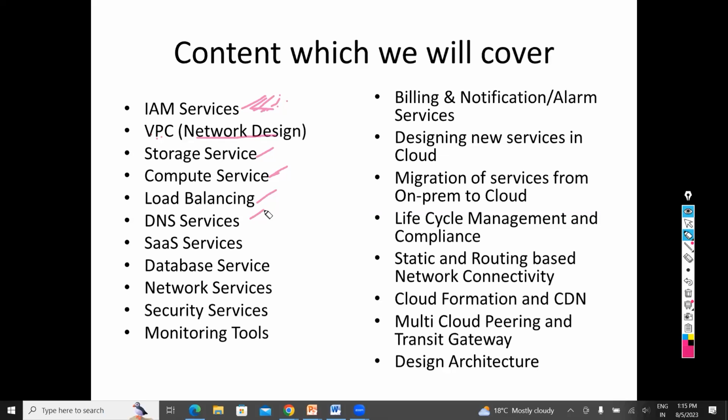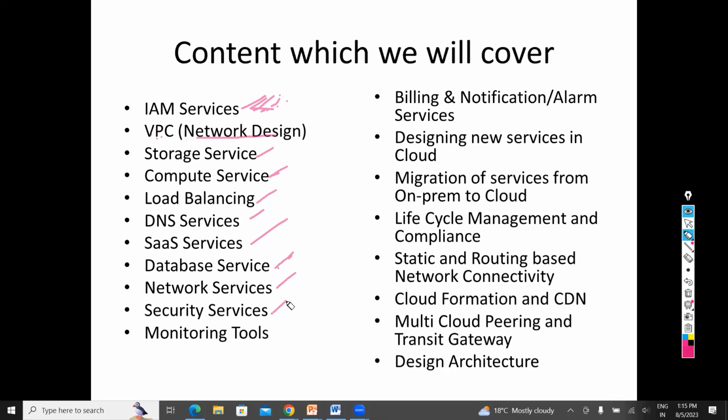Then we will cover infrastructure as a service, platform as a service, software as a service. We will cover database services, how many types of databases we are using in AWS, like relational databases, non-relational databases, and data lakes, big data, how we can secure that data, how we can manage structured, non-structured, semi-structured data. What are the network services we are using in the cloud, like VPC peering, transit gateways, or the attachment IDs, routing, associations, propagations.